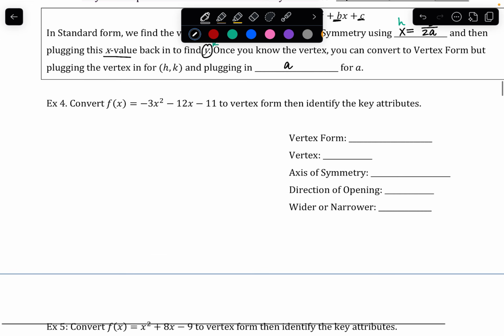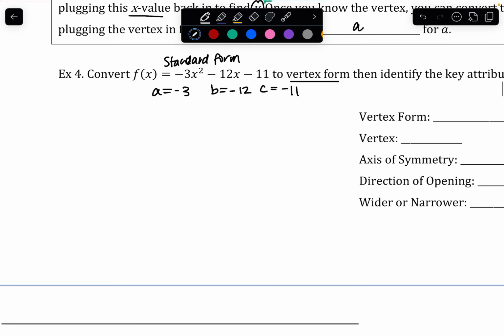Okay, so looking at example 4, we are going to convert this standard form equation to vertex form. And so first I identify a is negative 3, b is negative 12, and c is negative 11. We don't need c for this, but just so you know what you're looking at here.